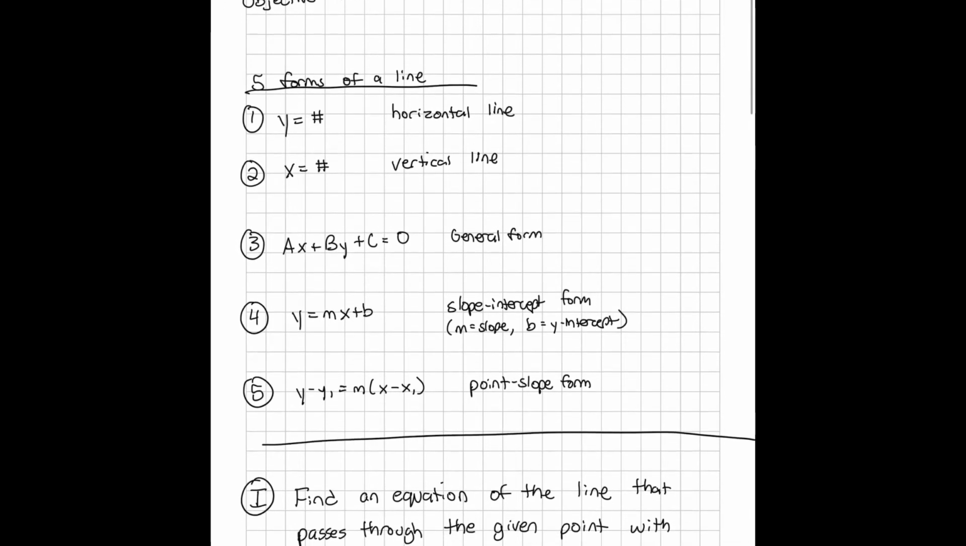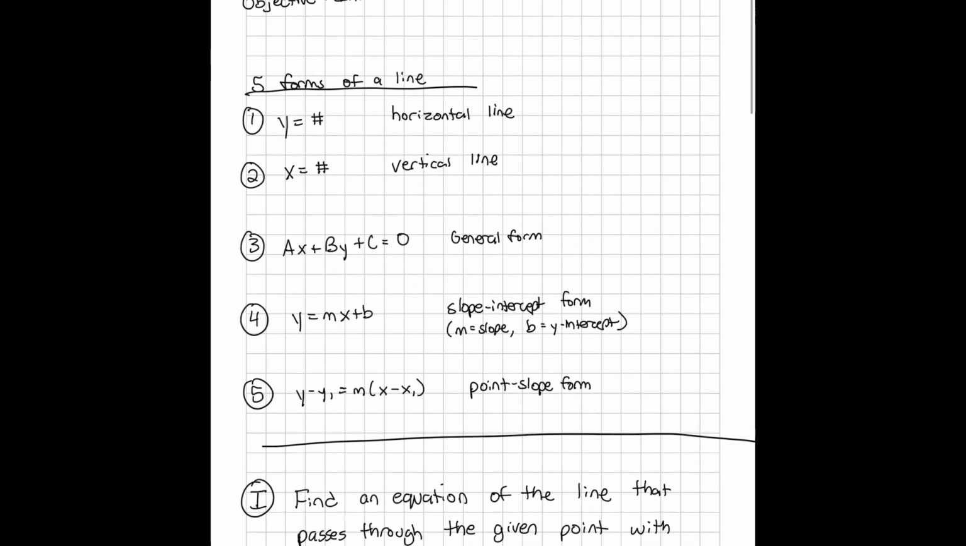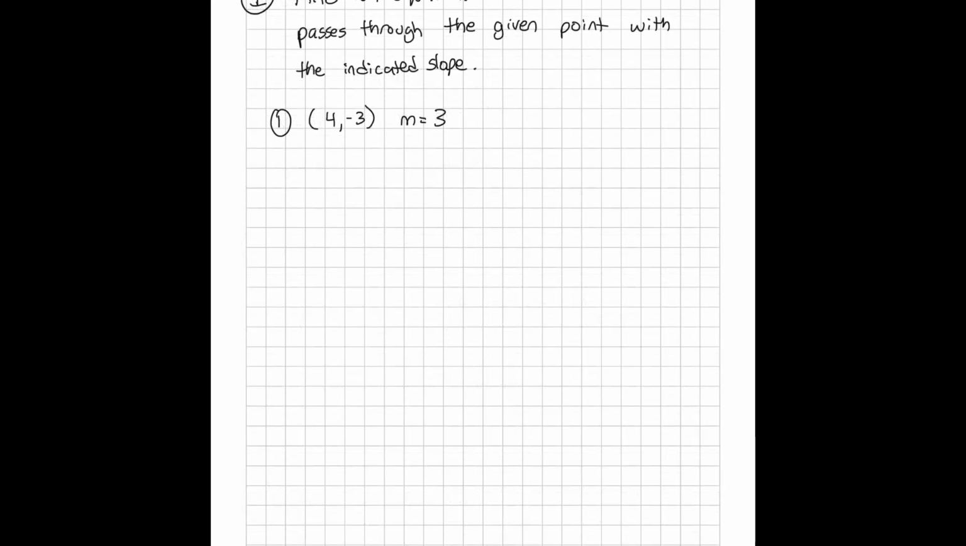And so the first thing we're going to do is find an equation of a line that passes through a given point with an indicated slope. Okay, so let's look at this first one. We need to find an equation of a line that goes through the coordinate 4, -3, and it has a slope of 3. Okay, there are 3 ways to do this, so I'll show you each way, and you pick which way you prefer.